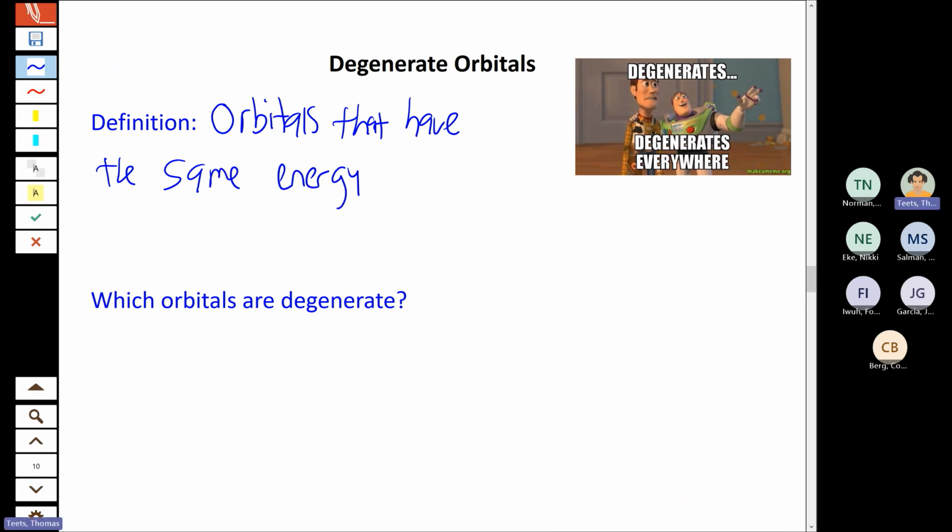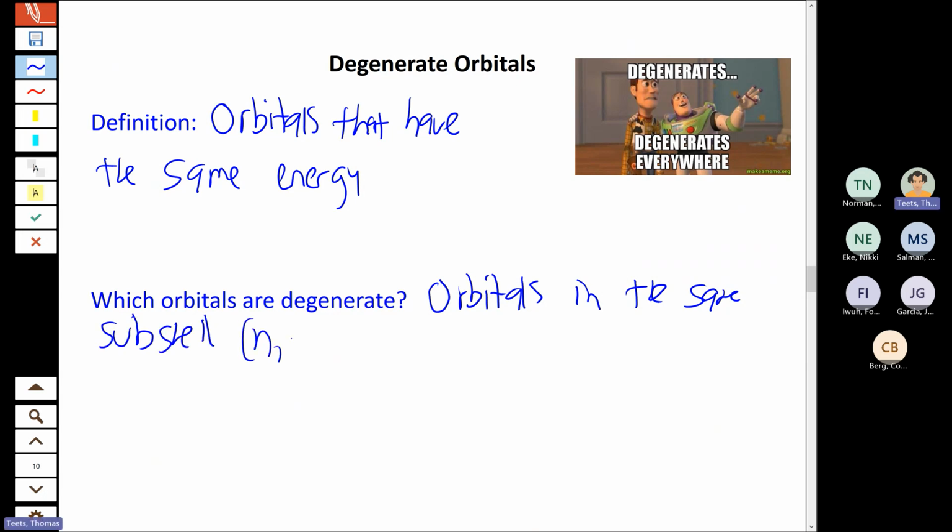So it turns out, going back to the example we gave earlier, if you're in the n equals 3 shell, we said that you would have 3 squared, which is 9 different orbitals. But those 9 orbitals are not all at different energy levels. There are some that are the same as each other. And it's pretty easy to predict which ones those are, because orbitals that are in the same subshell, meaning they have the same n and l values, are degenerate with each other, meaning they have the same energy.